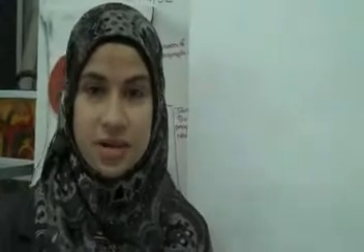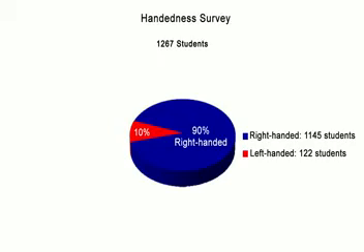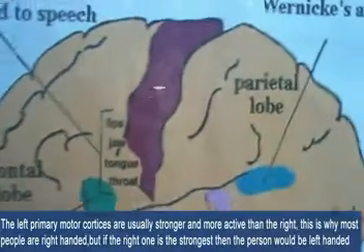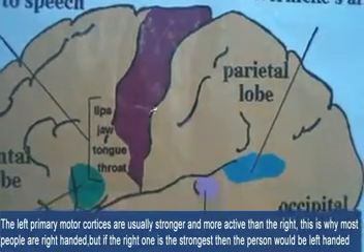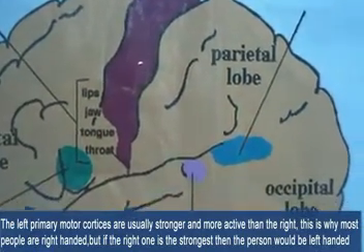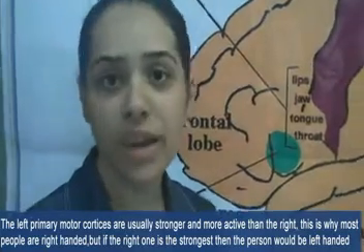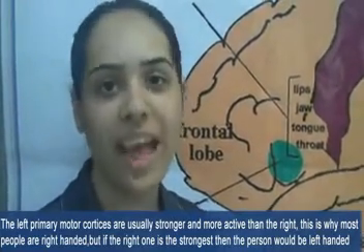The results of the survey show that 1,145 students are right-handed and 122 are left-handed. The left primary motor cortices are usually stronger and more active than the right, and this is why most people are right-handed. But if the right one is stronger, then the person would be left-handed.